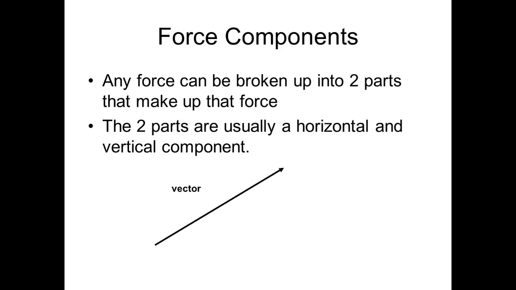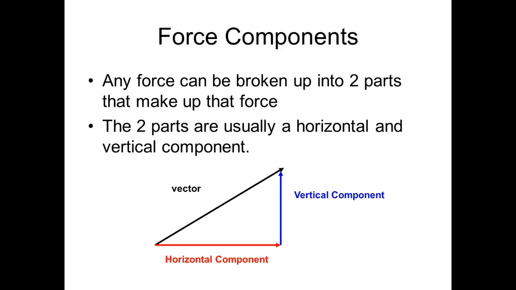In this case, we have an angled force going up and to the right. The vertical component has a magnitude equal to the vertical distance that the vector traveled. The horizontal component has a magnitude that's equal to the horizontal distance that the vector traveled. Ultimately, what it creates is a right triangle. The angled force will always be your hypotenuse, the vertical component will always be one leg, and the horizontal component will be the other leg.